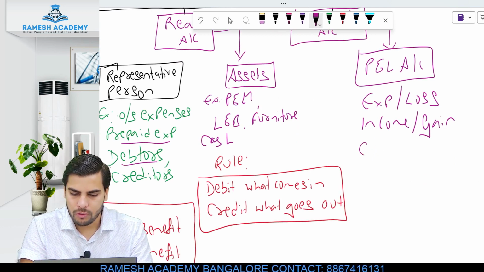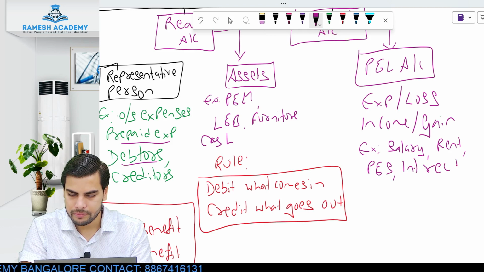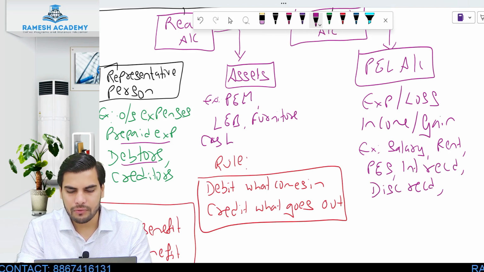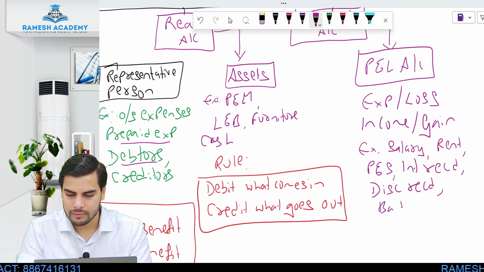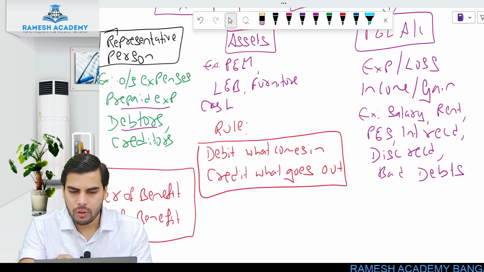Before the rule, I'll just write the examples. Salary, rent, printing and stationery, interest received, discount received, discount allowed, commission received, anything for that matter. Bad debts, all these things would be examples of the nominal account. Now when it comes to the rule, it is very simple.